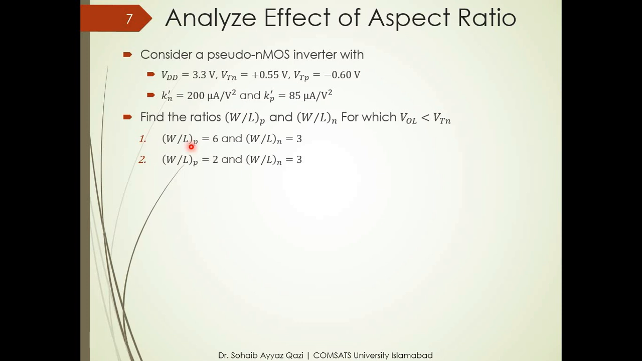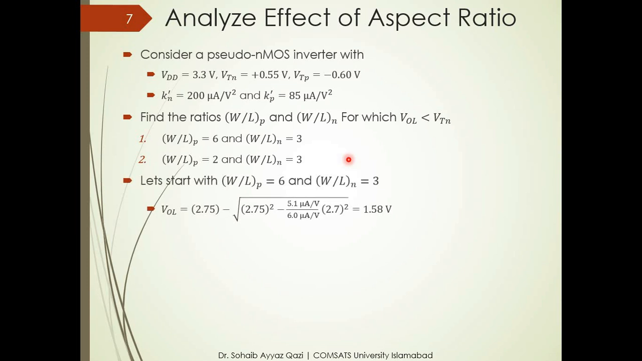In condition 1, the PMOS has a higher aspect ratio than our nMOS. But in the second condition, the PMOS has a lower aspect ratio as compared to the nMOS. So we have to find for which case, case 1 or case 2, the VOL is less than the threshold voltage. Or we can say in which case the VOL will have a logic 0 level.